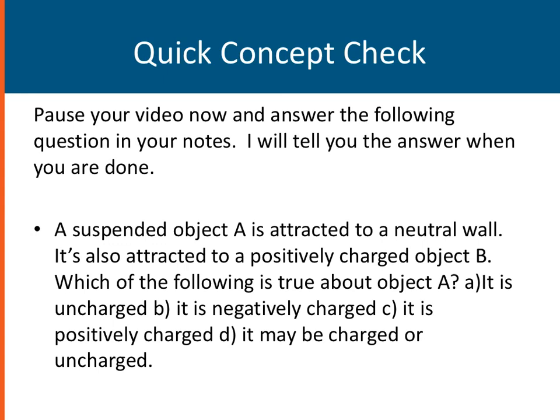Okay, so hopefully you decided that it was B, a negatively charged object. The reason is it can be attracted to a neutral wall because it will just polarize the wall. If it's a negative charge, the positive charges in the wall will come toward the surface, and it will be attracted to the neutral wall. The other key is that it's also attracted to a positively charged object B, and so that tells you that this thing must be a negative charge. It can't be positive because otherwise it would repel that positively charged object B.